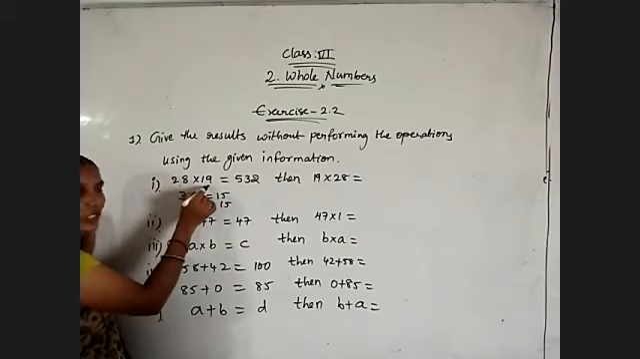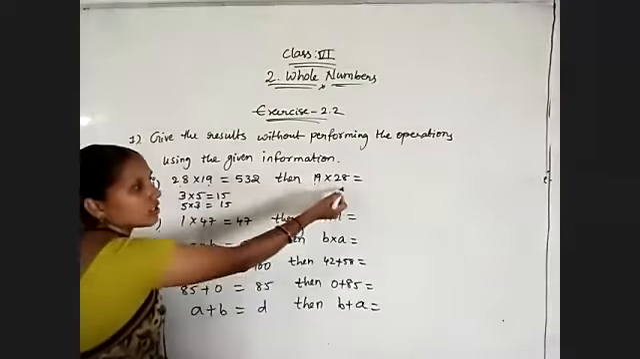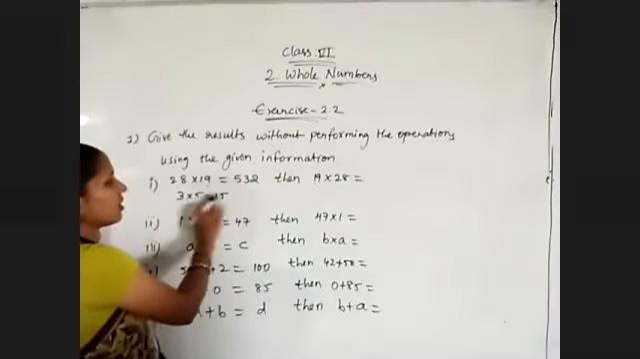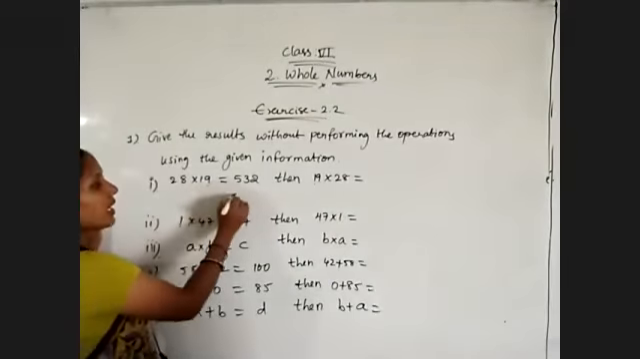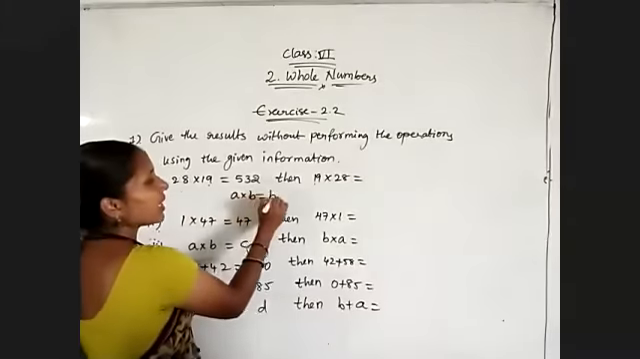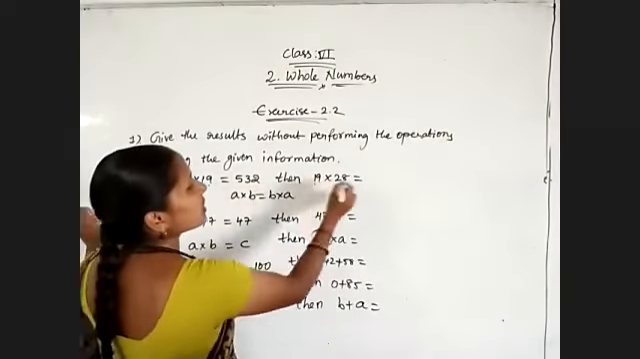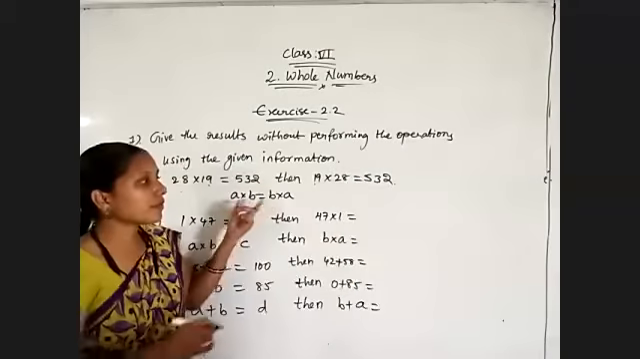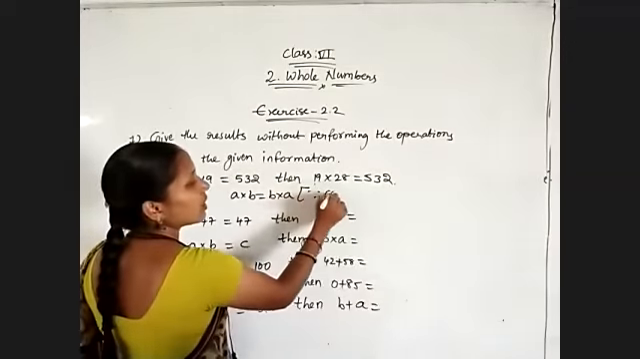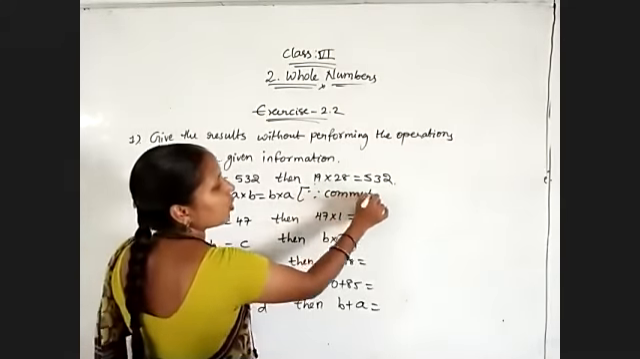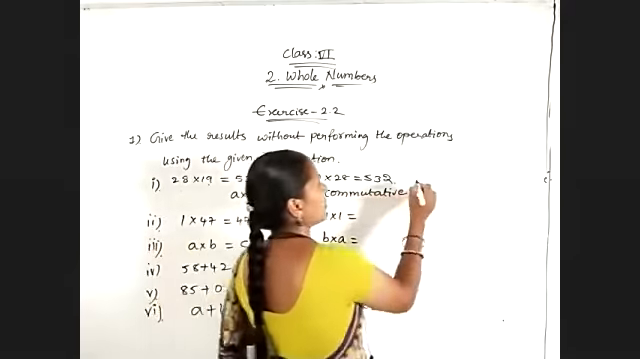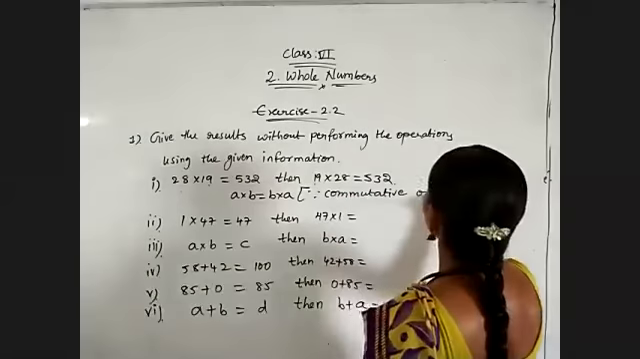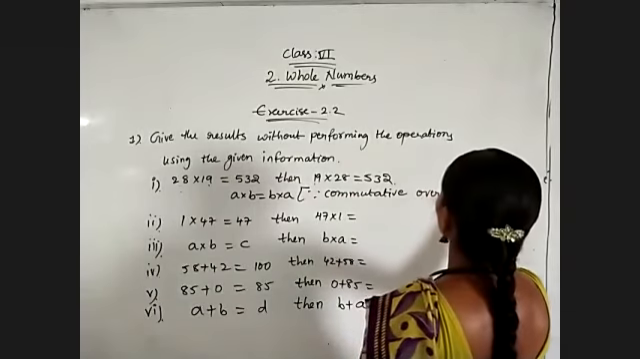Here 28 into 19, 19 into 28. So A into B is equal to B into A. That means it is also equal to 532. So it is from which property? This one, commutative property over multiplication.